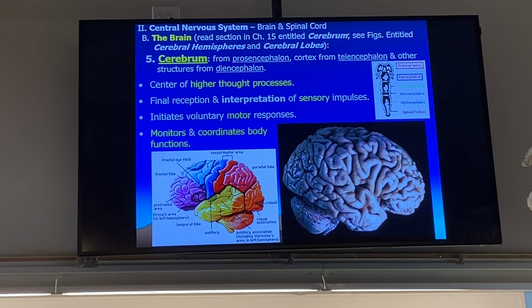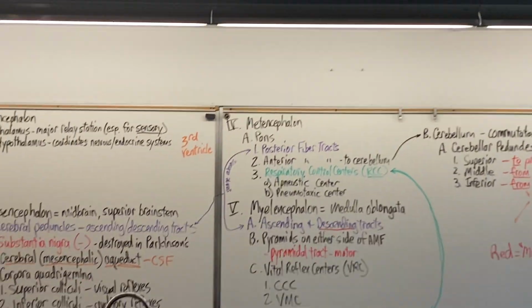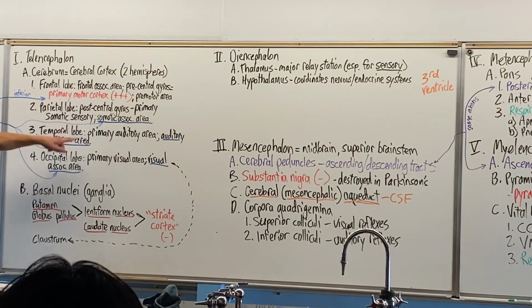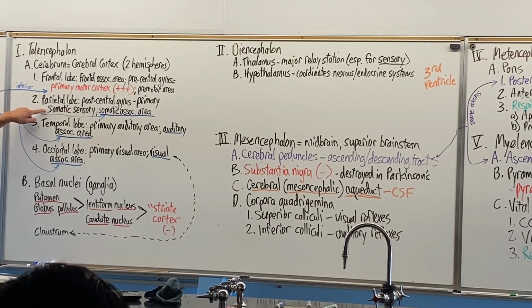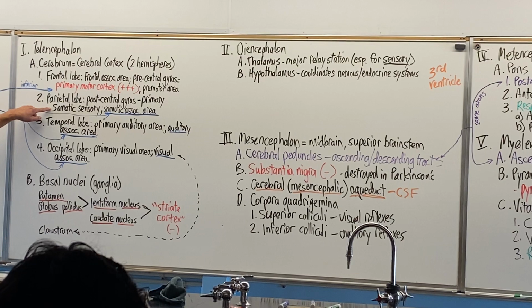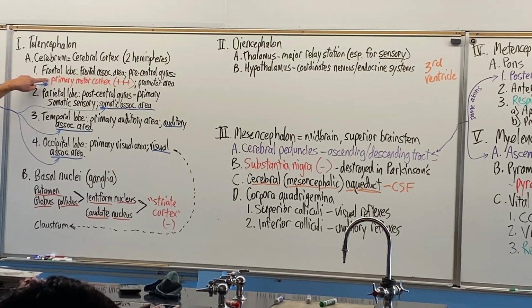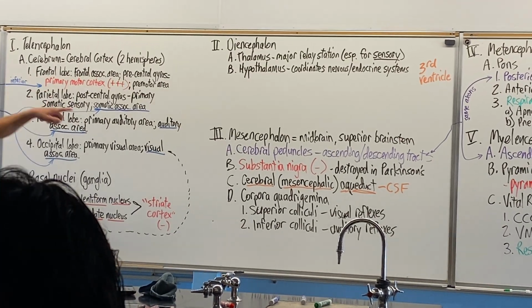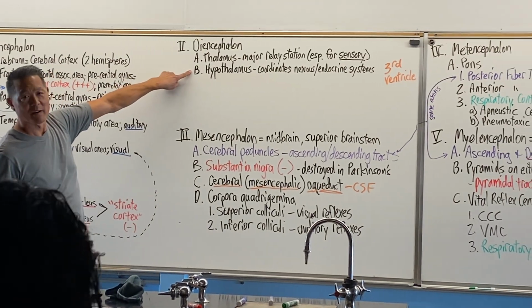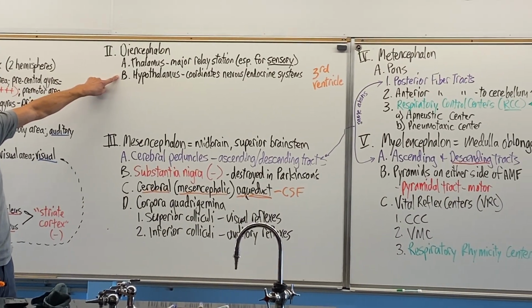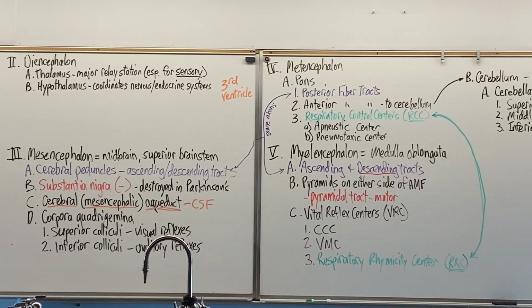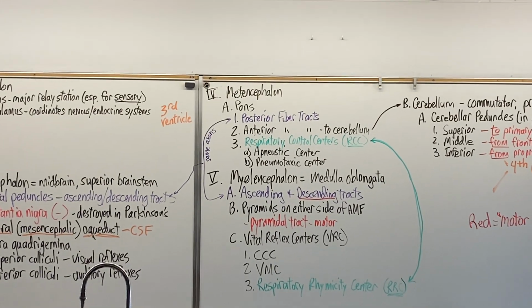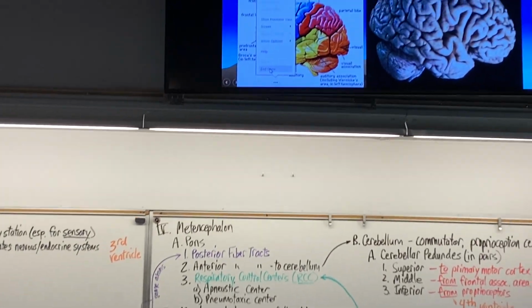This is the first bullet, frontal association area. That's higher thought processes. Postcentral gyrus, primary somatic sensory area. That's the second bullet. Primary motor cortex, precentral gyrus. That's the third bullet. Hypothalamus is mostly, not all, but mostly the fourth bullet. It's all from the forebrain, prosencephalon.